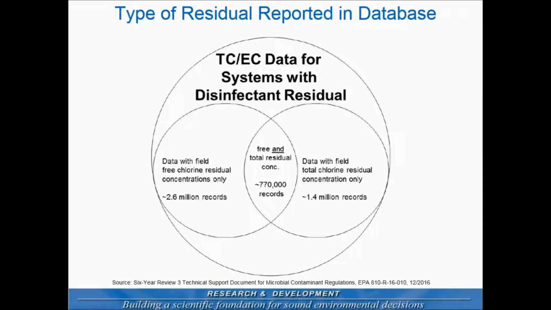So utilities that only reported free chlorine data, we assume they were free chlorine utilities, and there were 2.6 million of those records. Utilities that only report total chlorine data, there were 1.4 million of those records, and we generally assume that they were chloramine utilities. Some utilities report both free and total residual data in their samples, and there were about 770,000 records in that way, and those records are a little more difficult to determine.